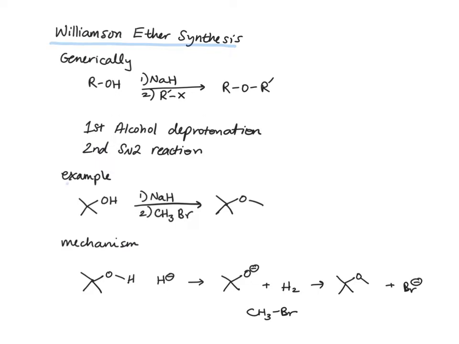An example of this reaction is one in which we take tert-butanol, treat it with sodium hydroxide, and then treat it with bromomethane to get the ether product. This CH3 group is the CH3 group out here. Let's take a look at the mechanism for this example.